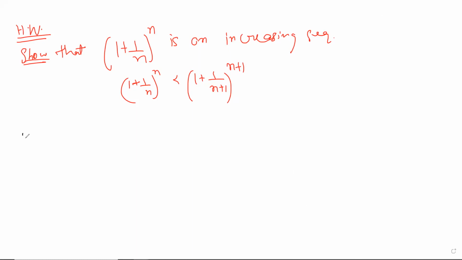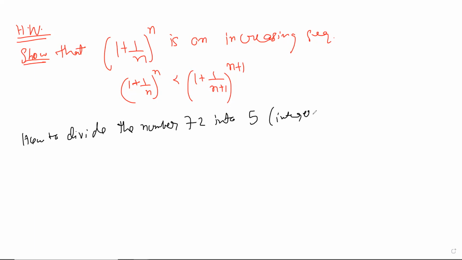So this will be the precursor to what we do next time: how to divide a number. Let's take any number, 72, into 5 parts, 5 positive integers. Now this can be said in terms of chocolates and whatnot. Such that the product is maximum.